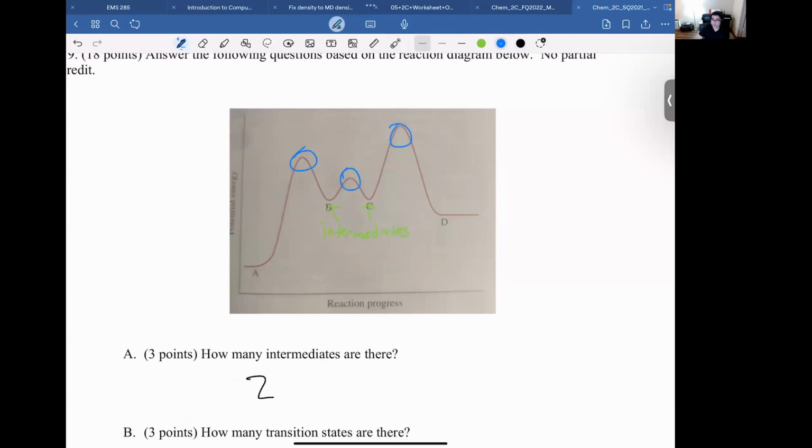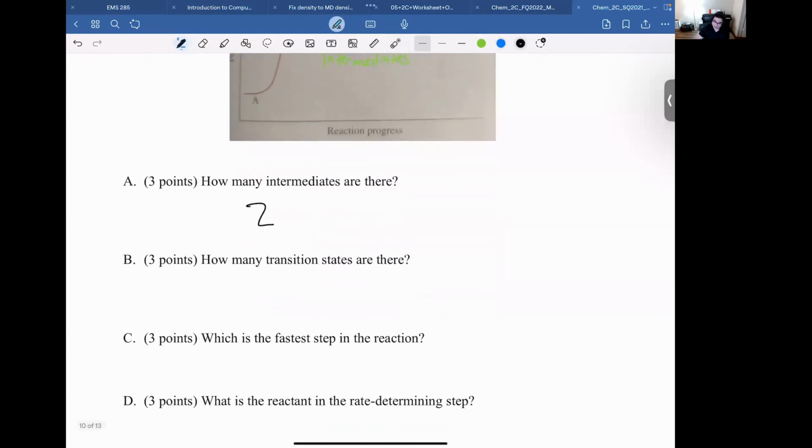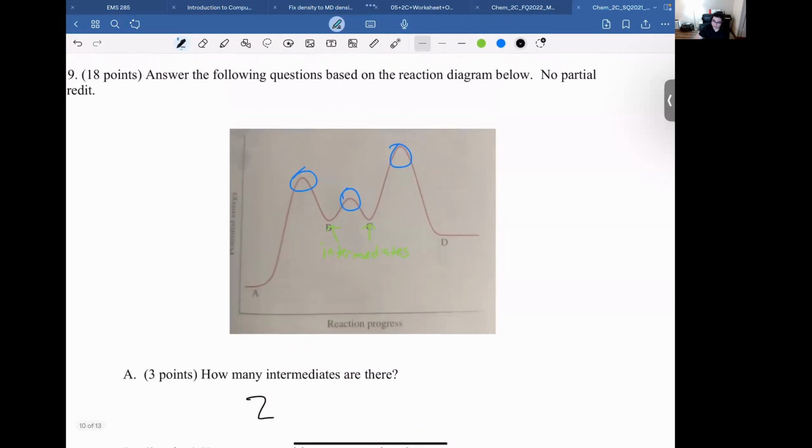A transition state is transitioning from one thing to another. So you can think of it as how many times does it transition from one thing to another? So from A to B, that's one transition. That's one hill that you see. From B to C, that's another hill, right? That's another transition state. And then from C to D, that's another. So that is 3 transition states.